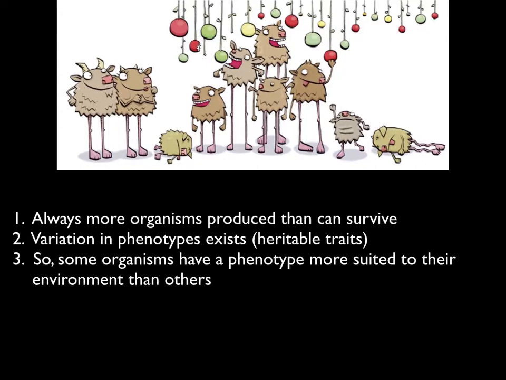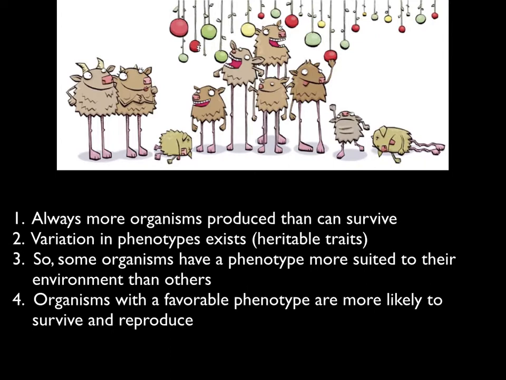So some organisms end up with a phenotype more suited to their environment than others. In this case, the individuals with the tall alleles are closer to the food, they can get more calories, they have a larger energy budget to do things like run away from predators, find mates, fight off diseases, that kind of thing.